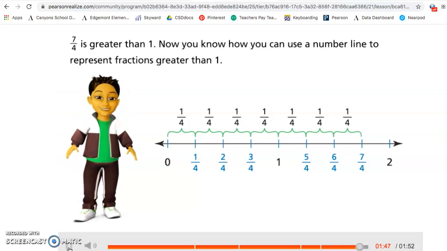Now you know how you can use a number line to represent fractions greater than 1.